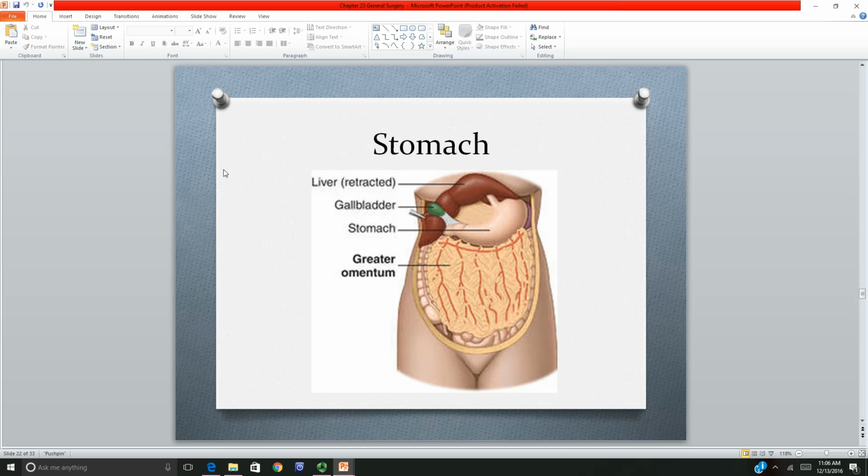That's why we use the clamp, tie, cut method. It's basically a fat pad with blood vessels. Whenever you remodel or change the stomach, the omentum has to be changed also. The omentum is where most men store their fat.